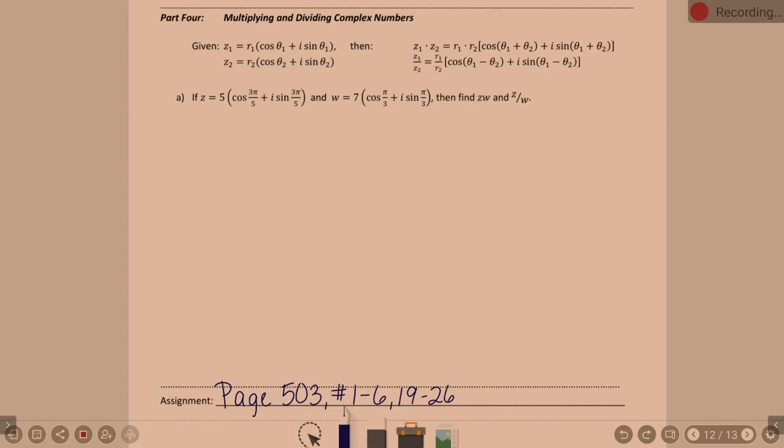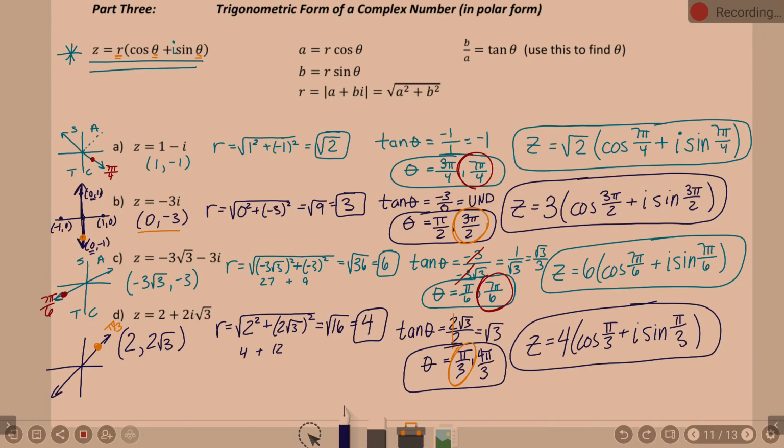Okay, guys, last one. In 6.6, we are multiplying and dividing these complex numbers. On the front side of the notes yesterday, we talked about trig form of a complex number. That was this form right here, where it's r times cosine theta plus I sine theta. Well, now it's given two of those.